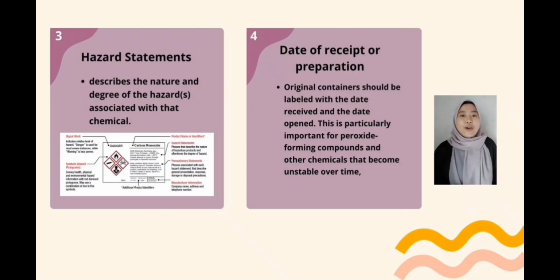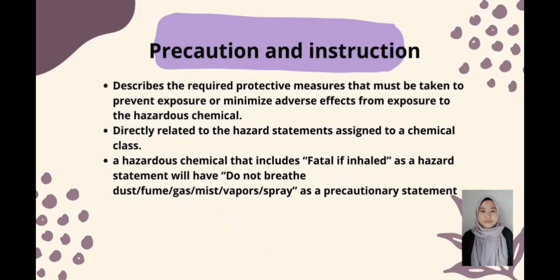Fourth, date of receipt and preparation. Knowing the date a chemical was prepared is very important. The original container should be labeled with the date received and date opened. This is particularly important for peroxide forming compounds and other chemicals that become unstable over time, and it is good laboratory practice for all chemicals.